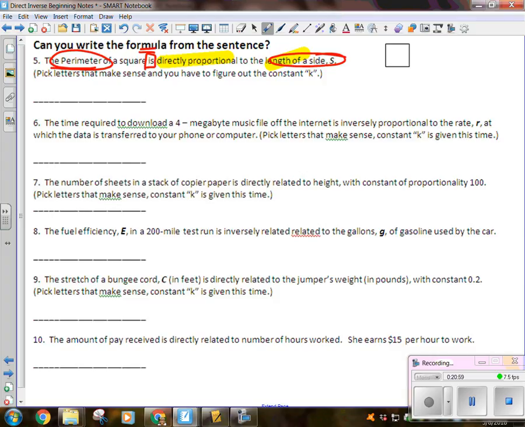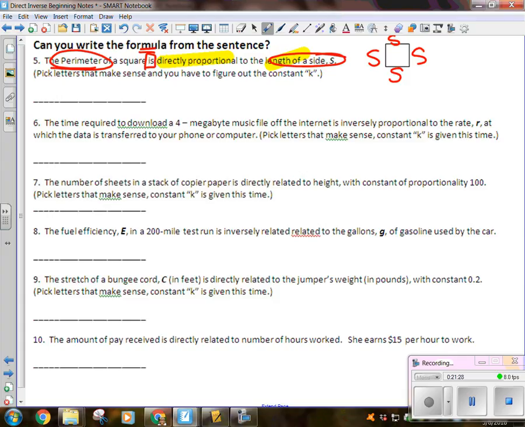Does anybody know what a square is? What makes a square a square? 4 sides. And they're not just any 4 sides, they're what? 4 equal sides. So if this is length S, what is every side? This is length S, this is length S, and this is length what? S. What's perimeter? You add them all up. Imagine walking all the way around it. How far would you walk around it? So it's a distance around something.